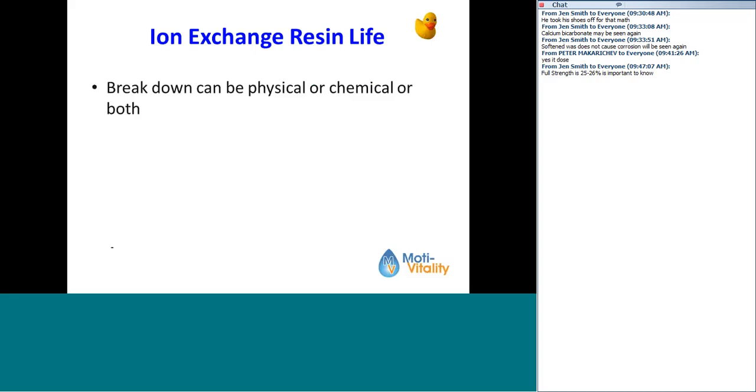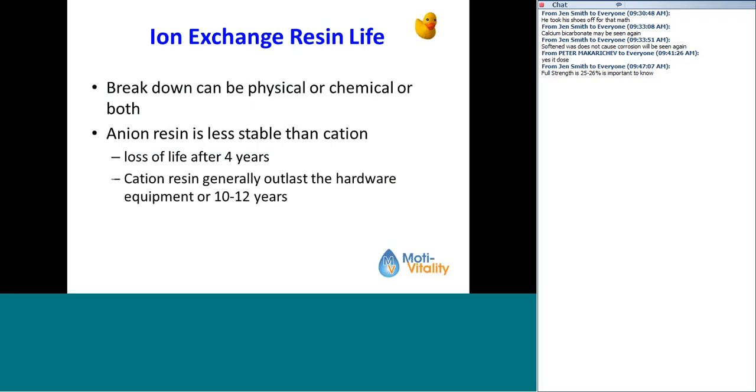Ion exchange resin and life expectancy. Resin can break down. It can be physical or chemical or both. Anion resin is less stable than cation resin, so you typically will see some loss of life after 4 years with anion resin. Cation resin generally outlasts the hardware equipment, or 10 to 12 years.